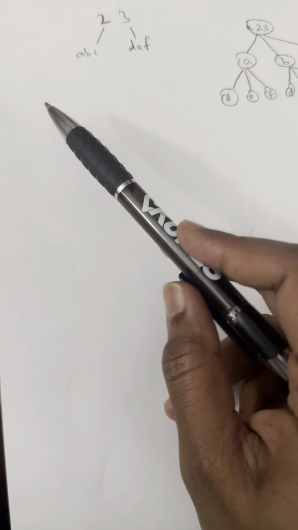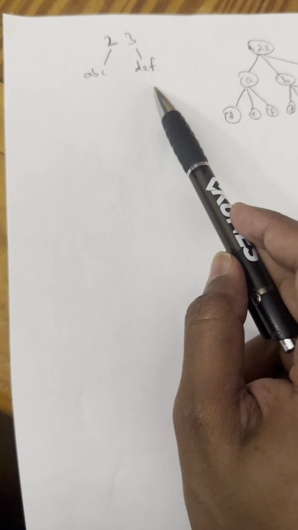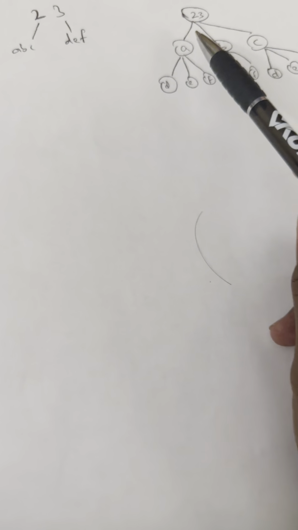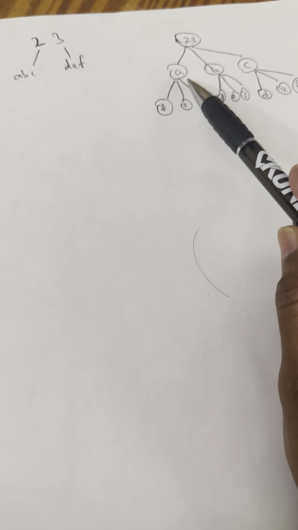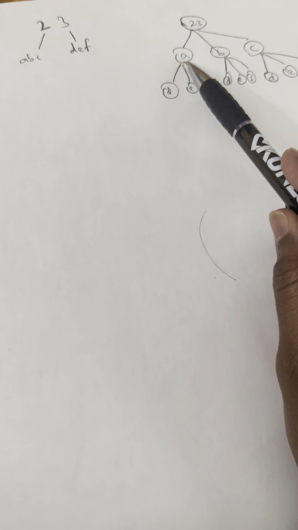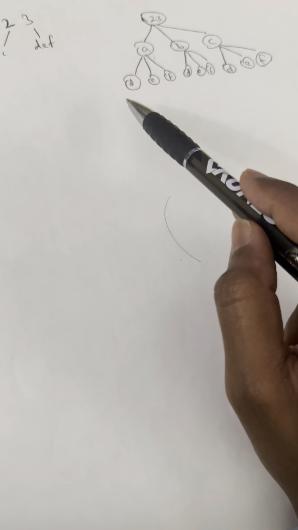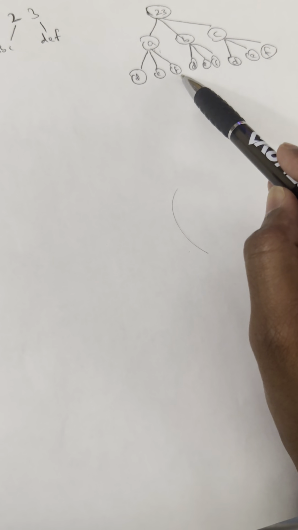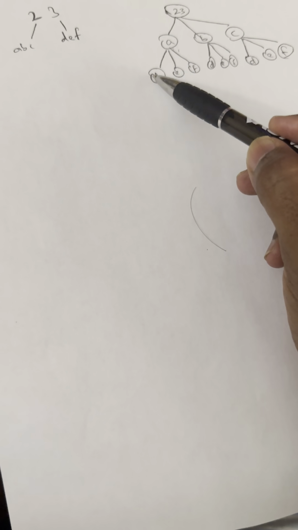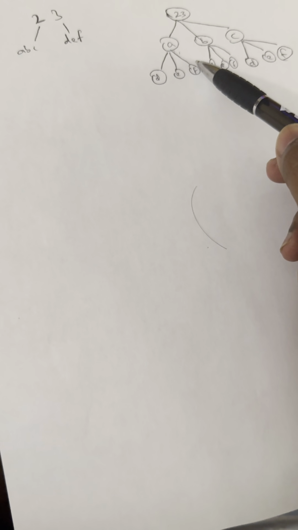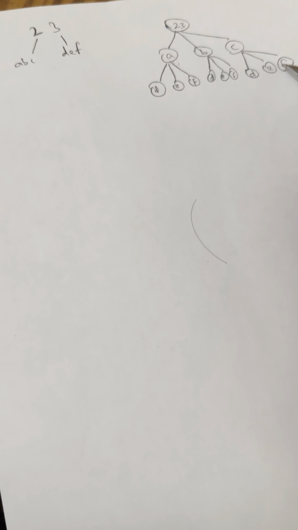Let's look at the possible options for 23. 2 has A, B, C, and 3 has D, E, F. If the input is 23, the first letter can be A or B or C, and the second letter can be D or E or F. And let's look at the possible combinations now: AD, AE, AF, BD, BE, BF, CD, CE, CF.